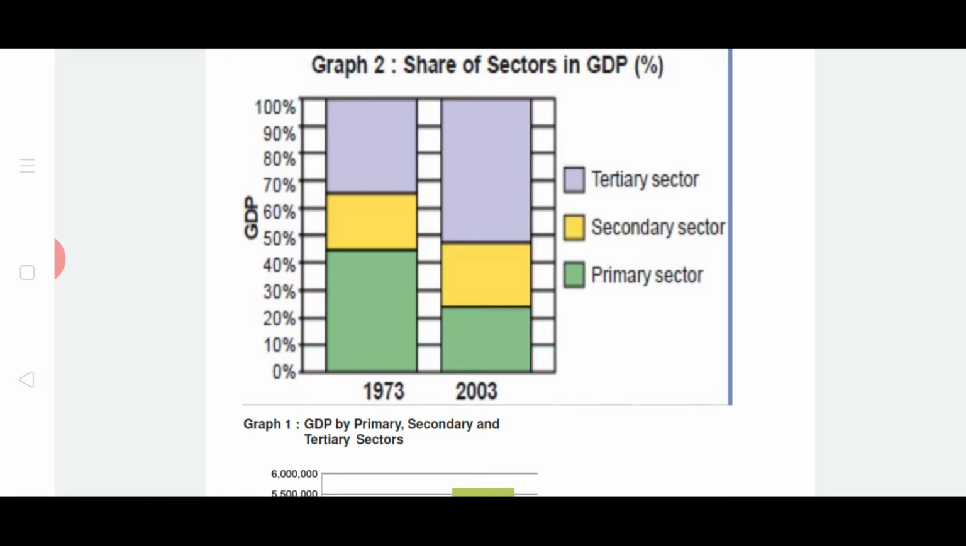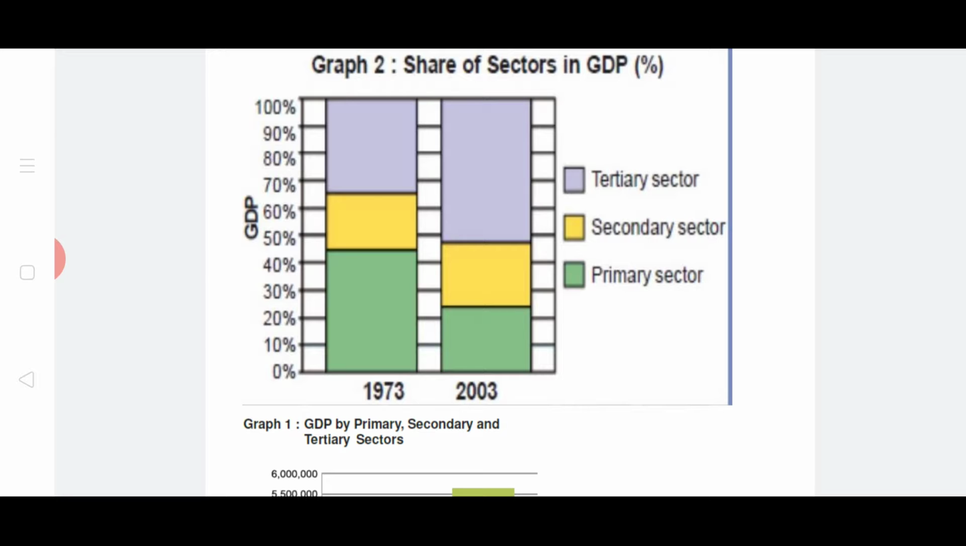From the picture we can see the green area is the largest one in 1973 among the three sectors. So we will say the share of the agriculture or primary sector in GDP is the largest. The second is the service sector, and the third is the secondary sector. So number 1 primary sector, number 2 tertiary sector, number 3 secondary sector contributes to GDP in 1973.